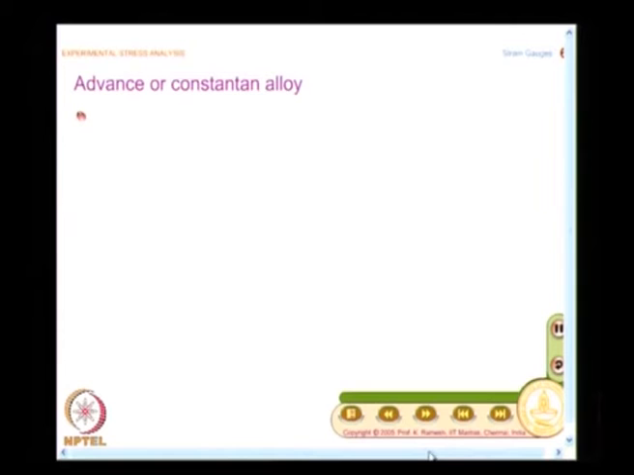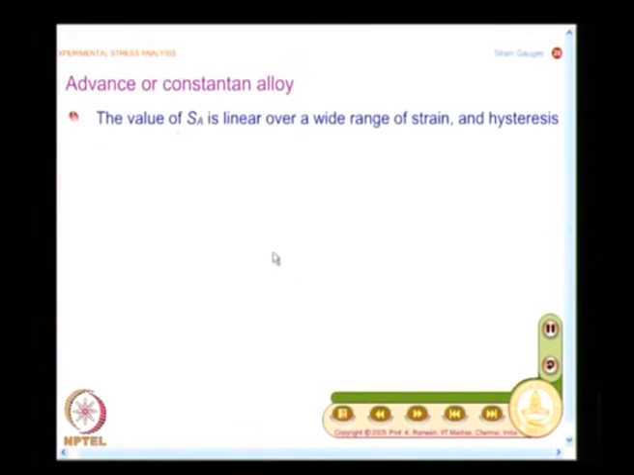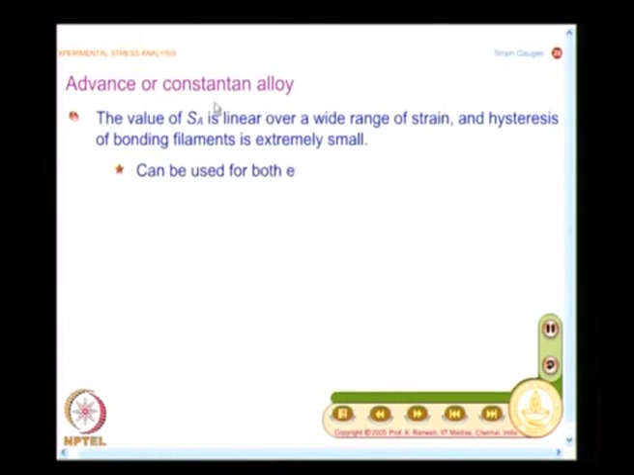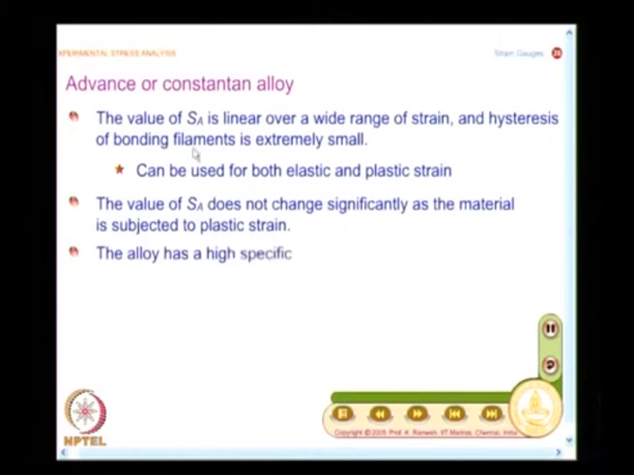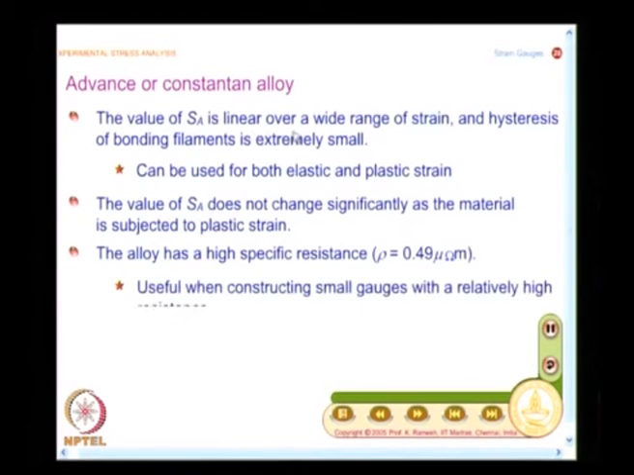We have already seen in some detail all the properties of advance or constantan alloy, and we will have a quick look at this. What you find here is the value of SA is linear over a wide range of strain, and hysteresis is extremely small. So, that is the advantage.